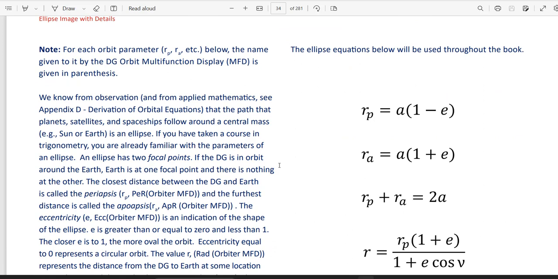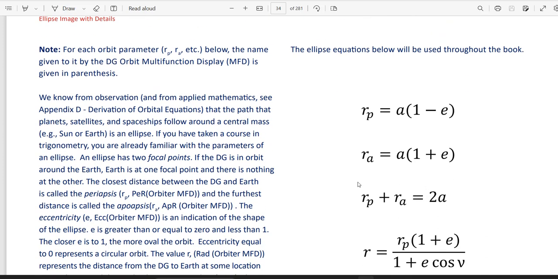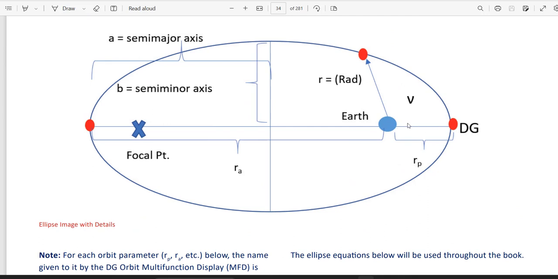There are several mathematical relationships that connect these values. The periapsis distance is equal to the semi-major axis times 1 minus the eccentricity. So let's say you've got the semi-major axis and the shape via the eccentricity, you can get the periapsis distance. You can get the apoapsis distance with a similar formula: the semi-major axis times 1 plus the eccentricity. And then the sum of the periapsis and apoapsis is equal to 2 times the semi-major axis. And that makes sense, right? If you sum this with this, you're going to get this distance here, which is 2 times this distance.